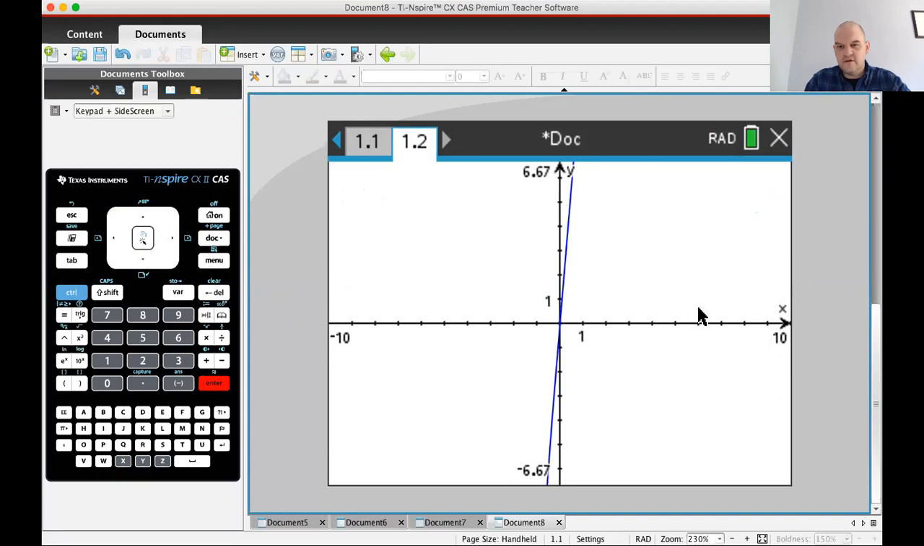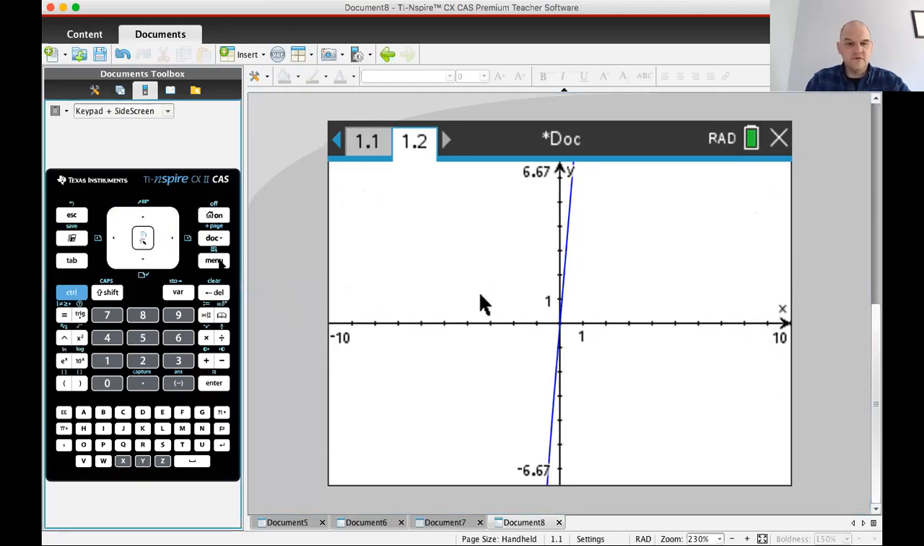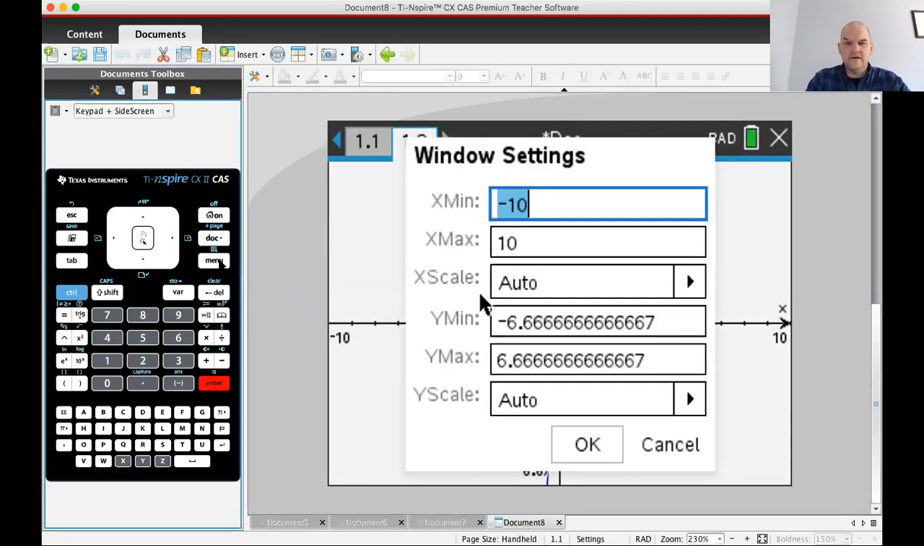So here's our graph of velocity. Let's see what we should change this to. I know that I want this to go from, let's say, -2 to 37, right? Just so we can see everything that we want.